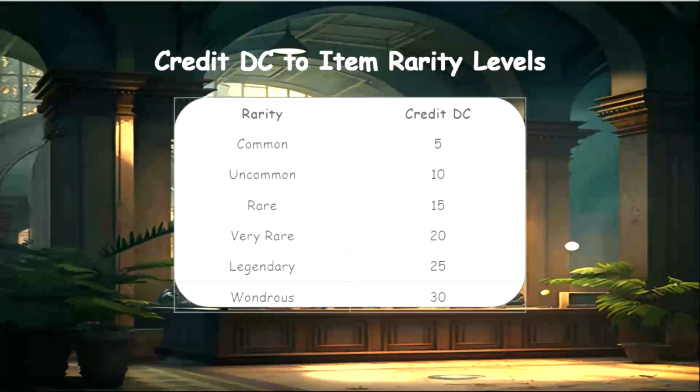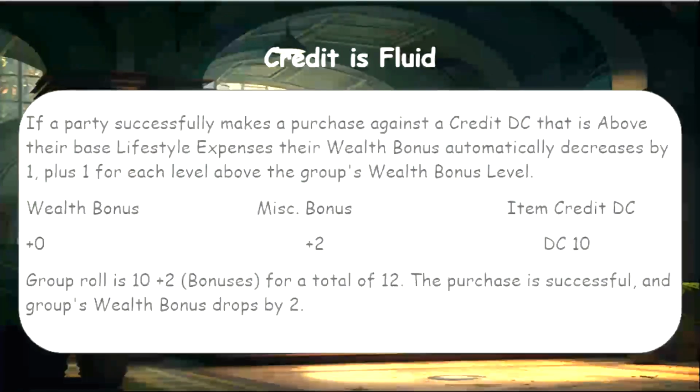So credit DC to item rarity levels. These are from the book. These are the different rarities for different items, from common to wondrous. Common items would be relatively easy, depending on what your lifestyle expenses and financial conditions would be. But there's the DCs there. Common would be 5 up. Uncommon would be 10 up. Rare 15 up. Very rare 20. Legendary 25 up. And wondrous would be 30 up.